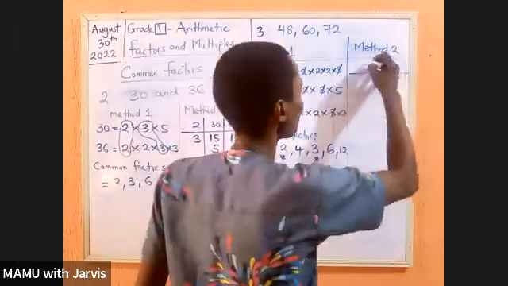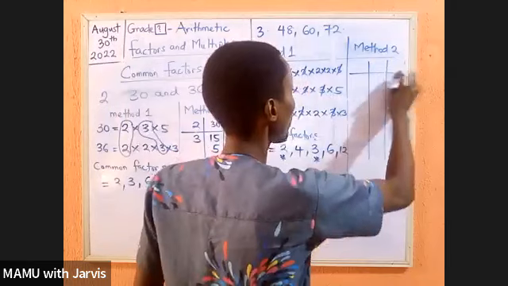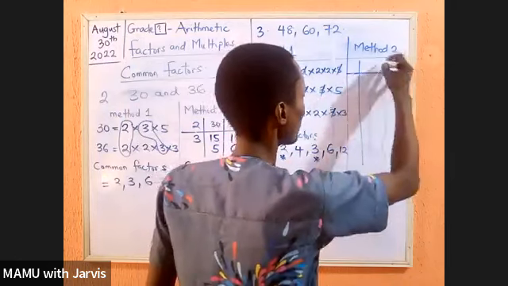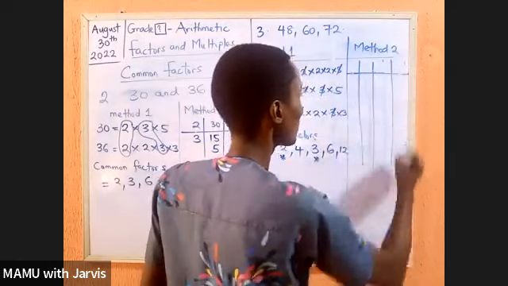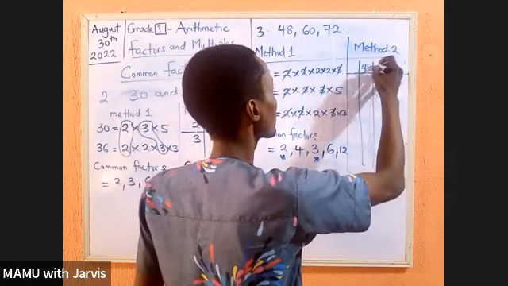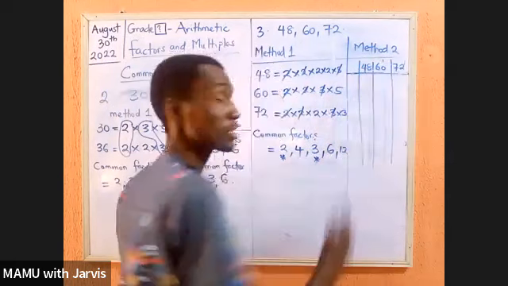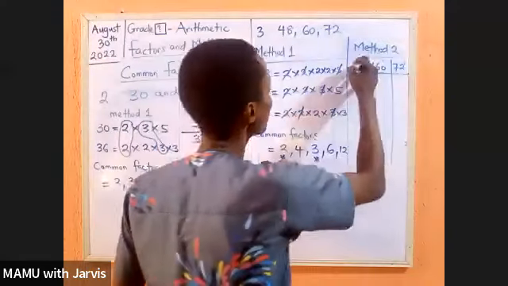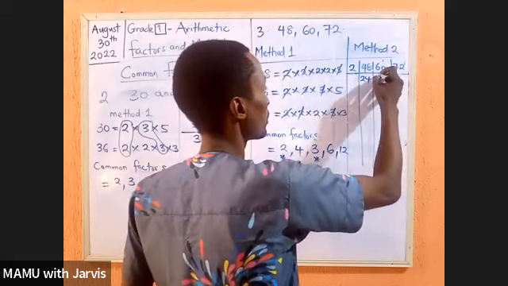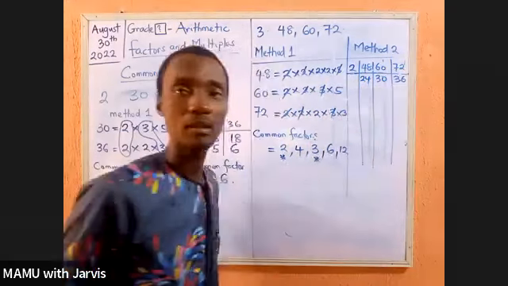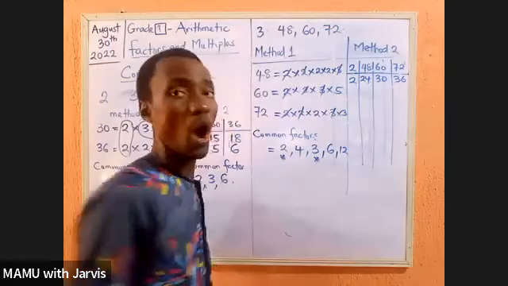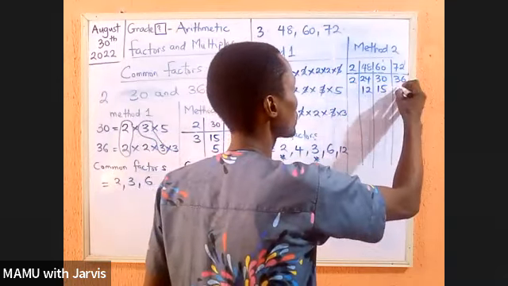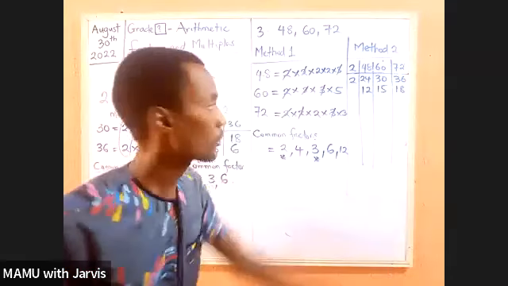In method 2, which is the one students love to use a lot. Students love this one so much. So I'm going to have 48, 60, and 72. I always encourage this method because it's really very easy for people who don't want to stress themselves so much. Now, 2 will give me 24, 30, 36. I use 2 again to divide. Always write what you are using to divide before you write the answer. I'm going to get 12, 15, and what? 18. 2 cannot go again because I'm seeing an odd number here.